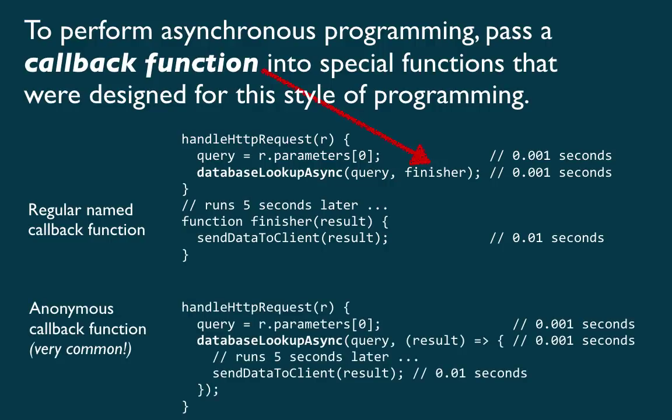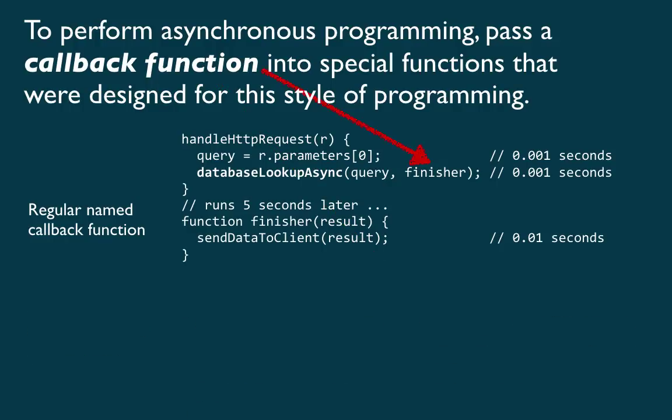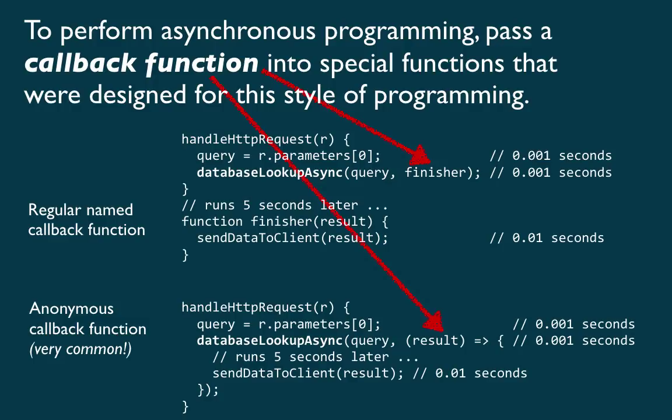A very common thing is to use an anonymous callback function, so the bottom variant. Basically, it's the same code as the finisher, except it's defined inside of the database lookup async call. So it just says parentheses, result, arrow, braces, and then the finisher function. So the anonymous one's nice because it prevents you from having to create new names. So you often see this in code as callback functions. And this is why I covered the double arrow, the equals greater than arrow syntax. So you're going to see anonymous functions a lot and callbacks, both in the server and in the client. But just know that callback functions are nothing special. They're just functions that you happen to pass into these asynchronous functions as arguments.